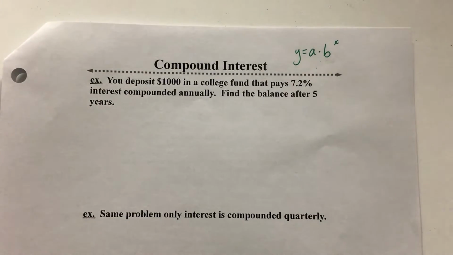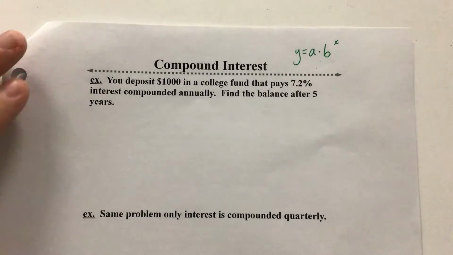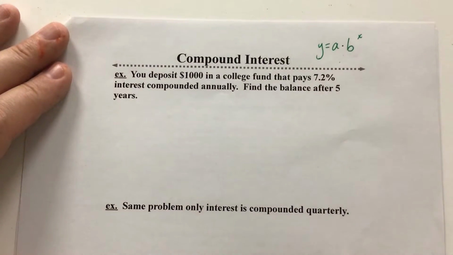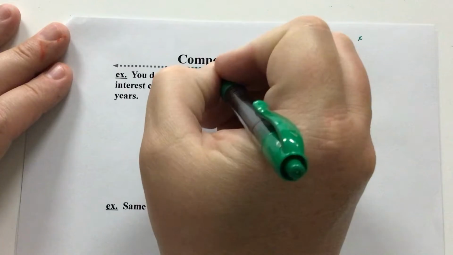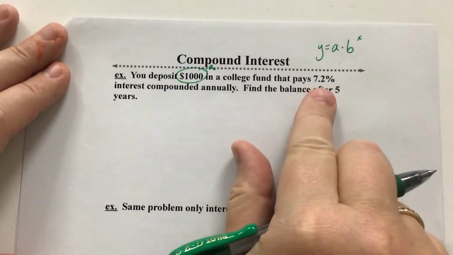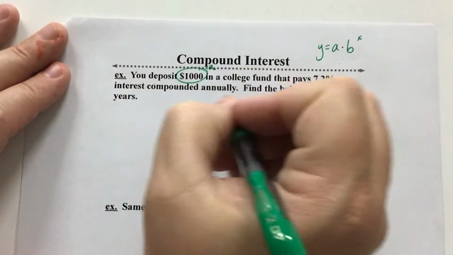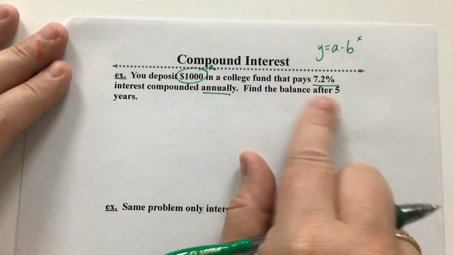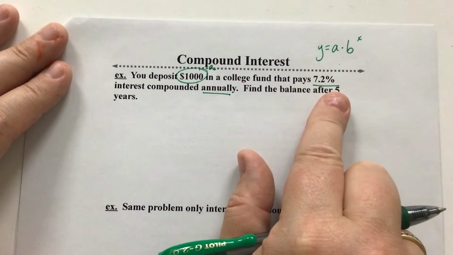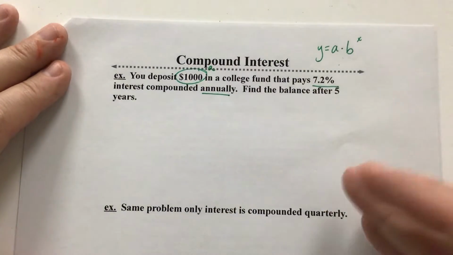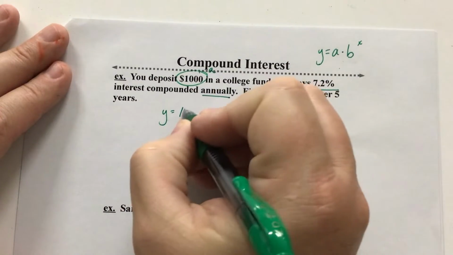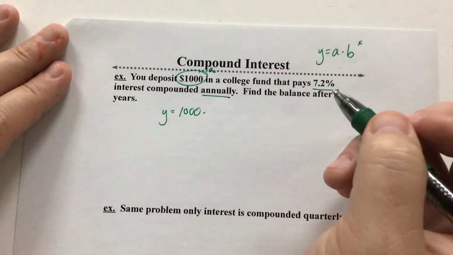On Monday in class, we're going to solve for how much time it takes to get to a certain amount and things like that. So for the first problem, it says you deposit $1,000 in a college fund. So this is your A value, your starting amount, and it pays 7.2% annually. That means it pays this once a year, and you want to find the balance after 5 years. Since we're doing this annually, it's a little bit easier. So you're going to say Y equals, my starting value is $1,000.